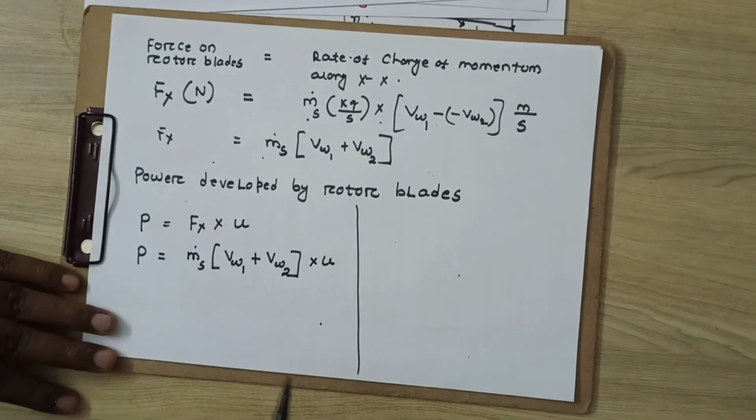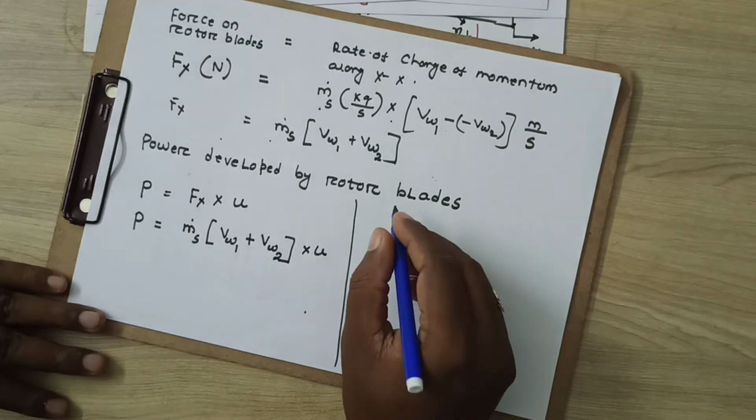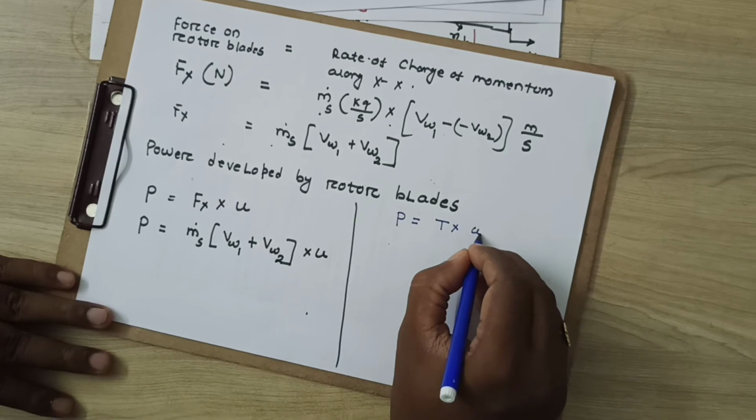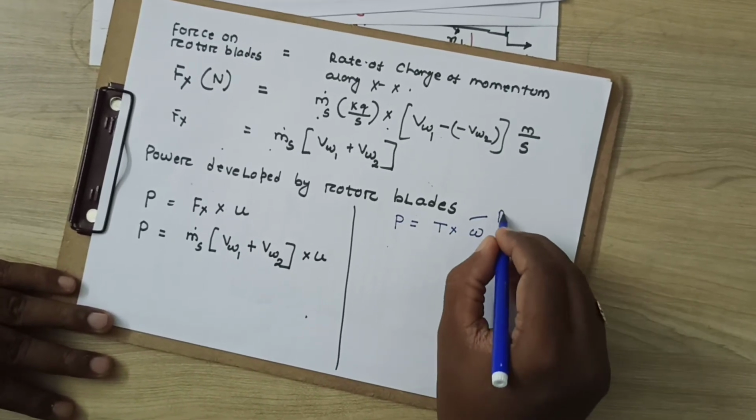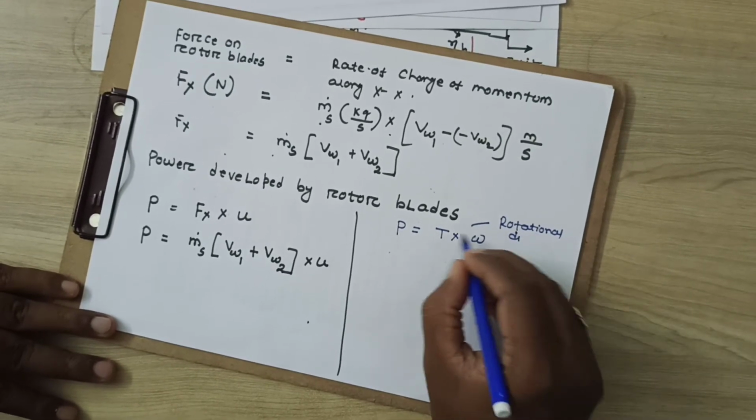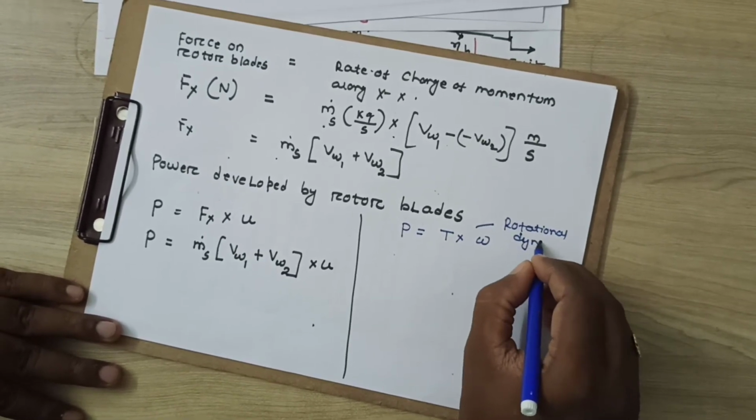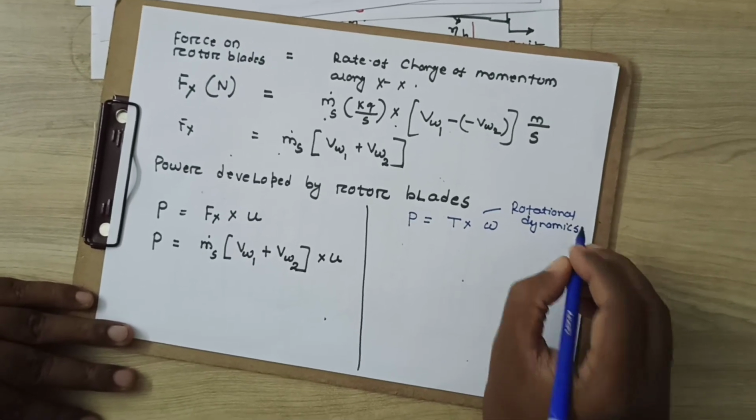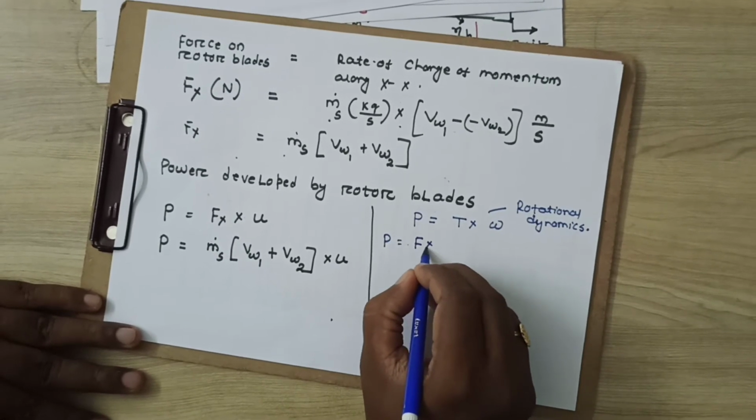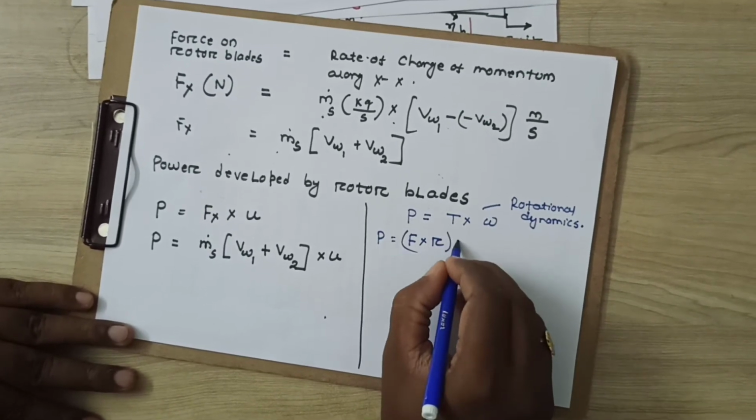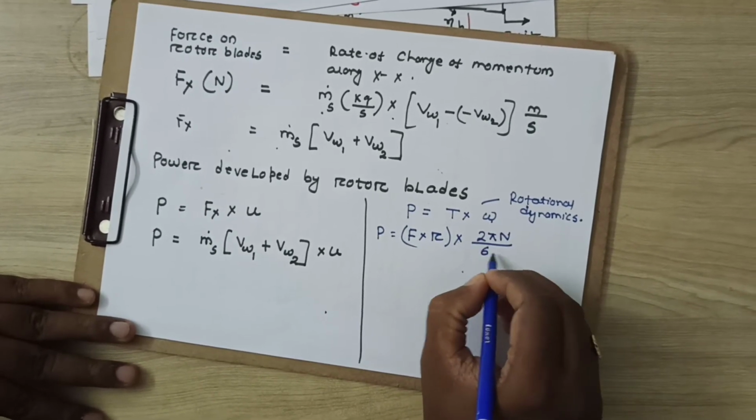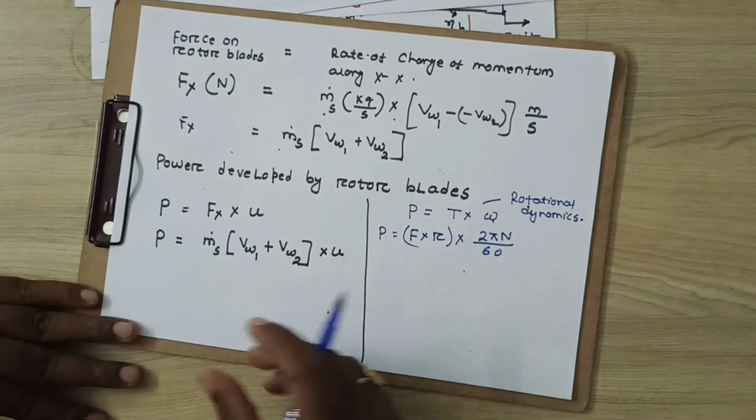Or we can also go for another approach. This power can also be expressed as P is equal to twisting moment into angular velocity, in rotational dynamics. This is the expression of power. So I can write P is equal to the twisting moment, force into the radius upon which it is acting, into angular velocity omega. So this will be 2 pi N by 60, where N is the RPM at which this blade moves.